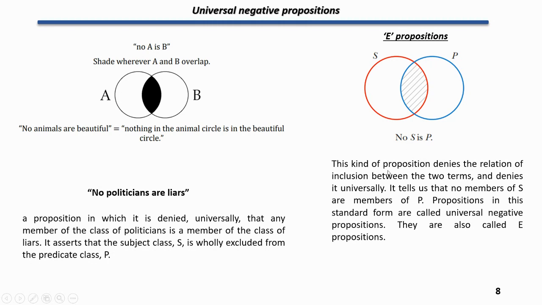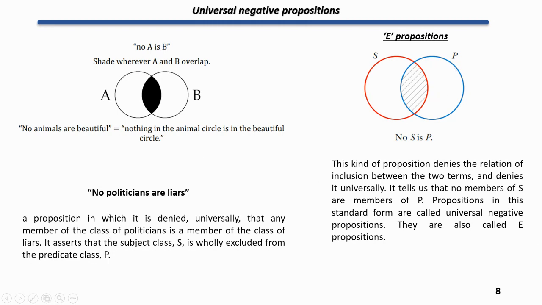If we look here, this kind of proposition denies the relation of inclusion between the two terms and denies its universality. It tells us that no members of A are members of B. Propositions in the standard form are called universal negative propositions. Earlier was the positive one. They are also called the E proposition.